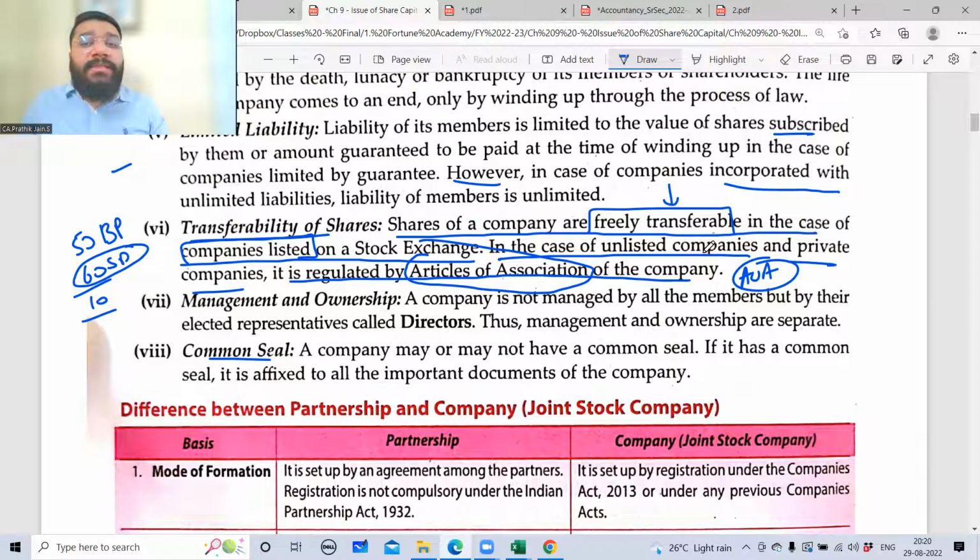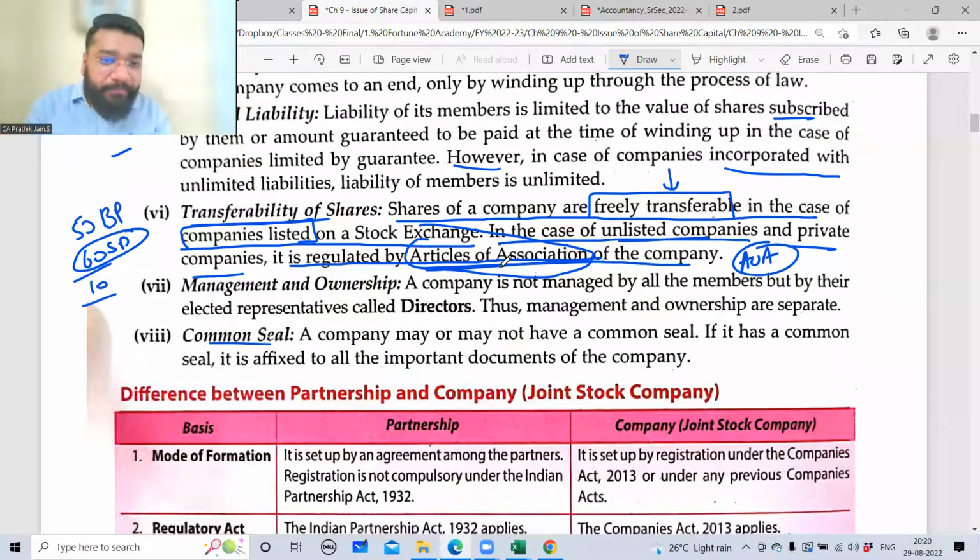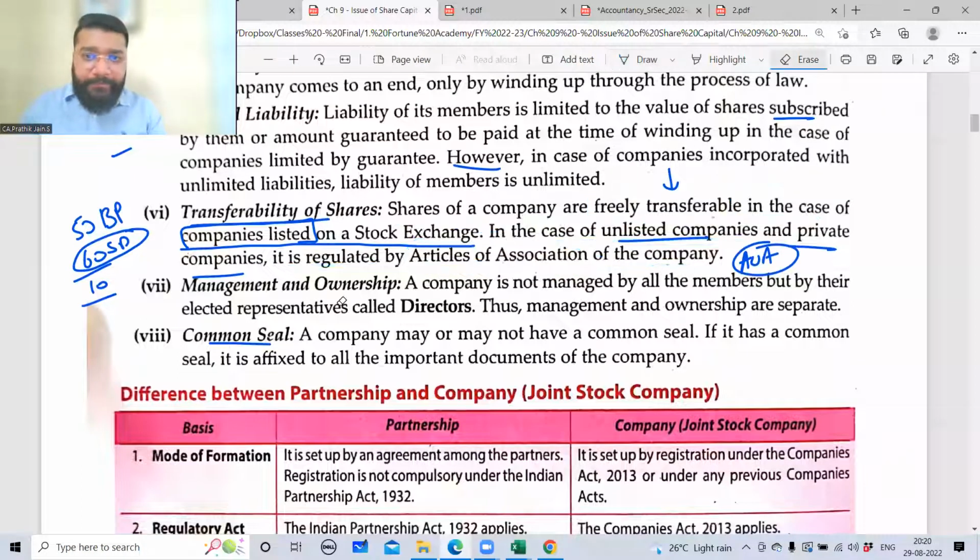So in case of unlisted companies and private companies, you can transfer, but transfer is slightly difficult because you have to follow the AOA. Am I clear or not clear? You have to follow the rules and regulations. But for a company which is listed, shares are today transferred with a click of a button. That easy it is. You can buy easily, you can sell easily. Am I clear or not clear?